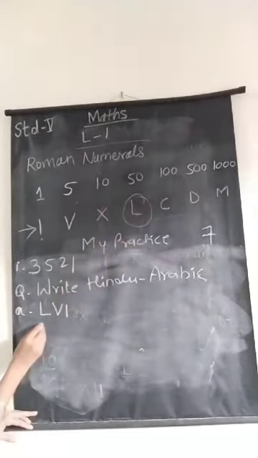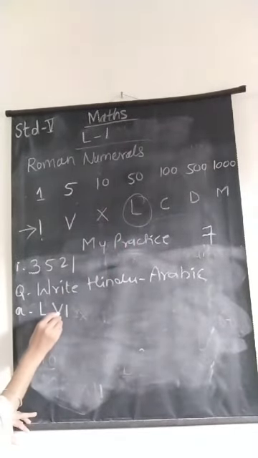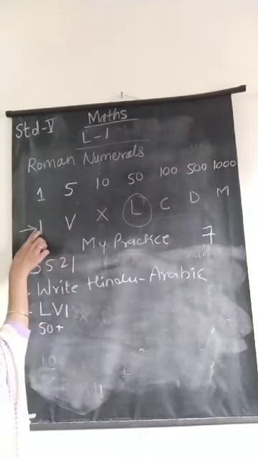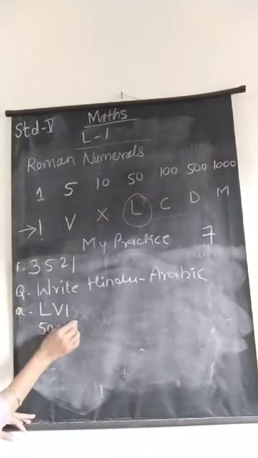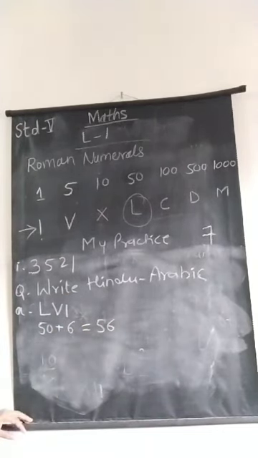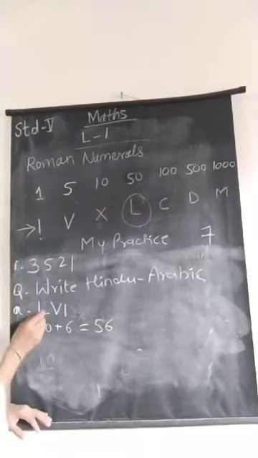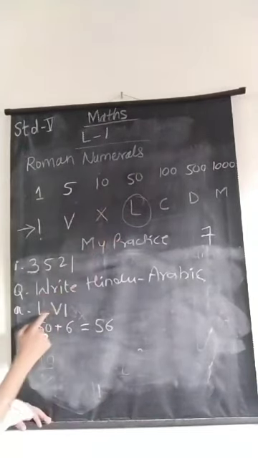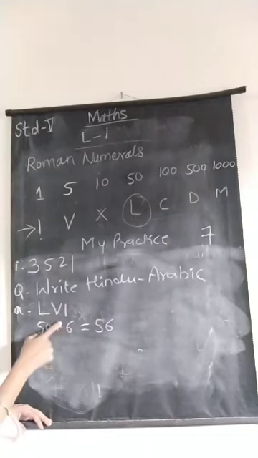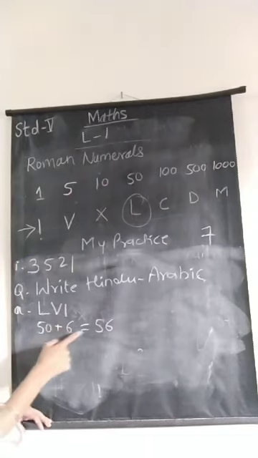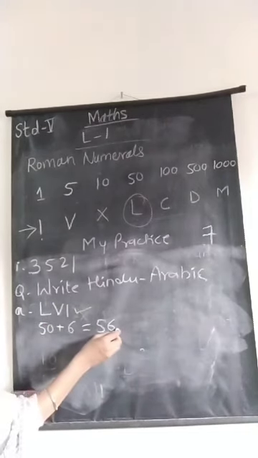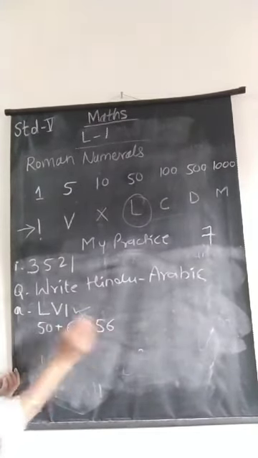L stands for 50. So 50 is there. And V stands for 5. And I stands for 1. So this is 6. That means it is 56. Yes students, it is correct. L stands for 50, so instead of L we are going to write 50. And instead of VI we are writing 6. So 50 plus 6, 56. This is in Roman numerals. We have written it in the Hindu Arabic system.